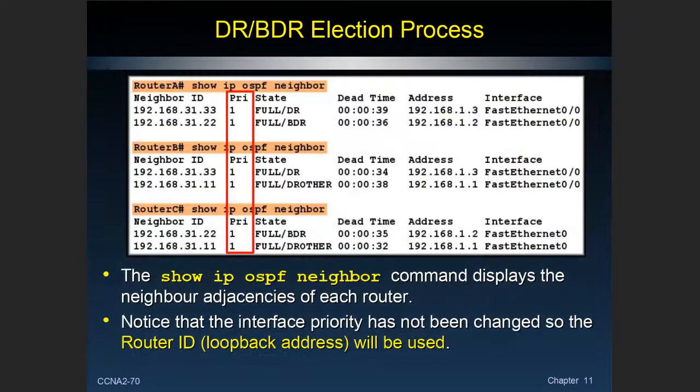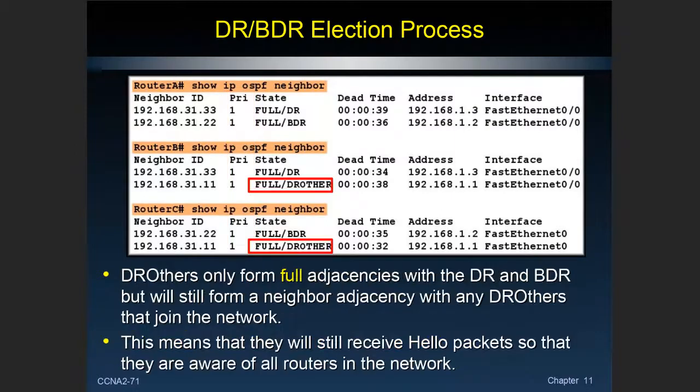He's not a boss. Now when we type show ip ospf neighbor, we can see each router can see his two neighbors and what state they are in. Router one can see router one. Remember, router one was a DROther. He can see one of his neighbors is a designated router and one is a backup designated router. We didn't mess around with interface priority, so the loopback address was used. We use the default interface priority. So the DROthers only form full adjacencies with the DR and the backup designated router. They still keep listening for hello packets, so they're aware of all routers that are in the network.